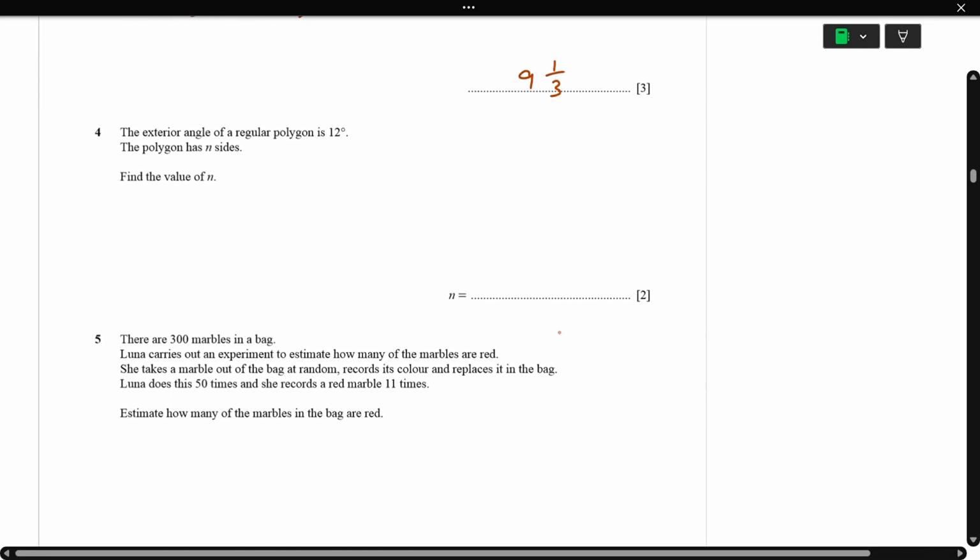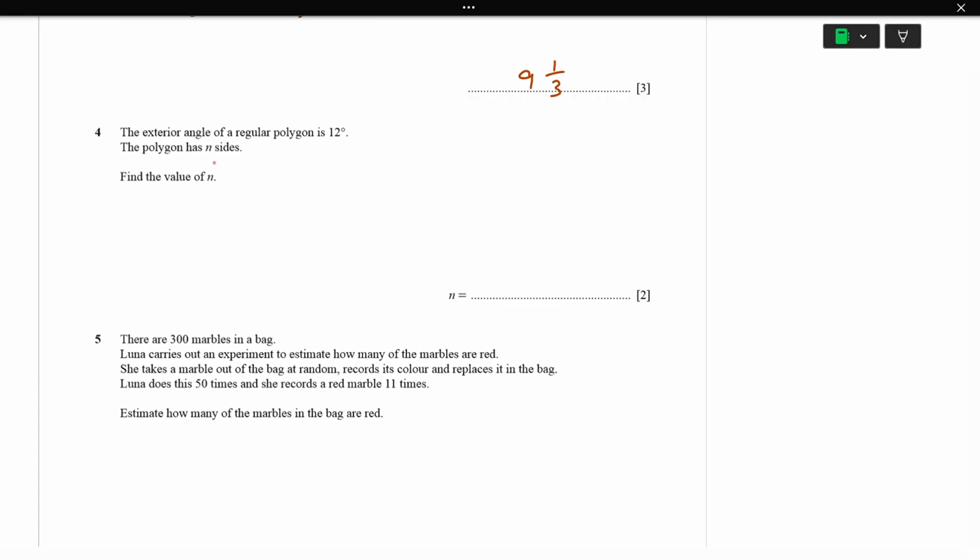Next, the exterior angle of a regular polygon is 12 degrees. The polygon has n sides. Find the value of n. We have the exterior angle, so the number of sides is 360 divided by the exterior angle. So 360 divided by 12, which is 30. So 30 sides.